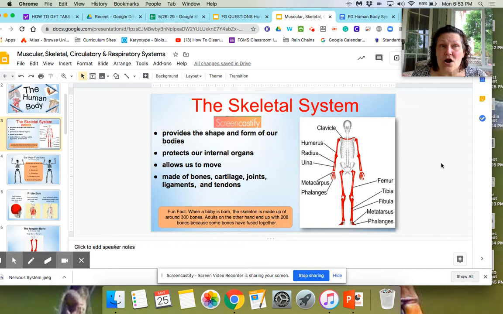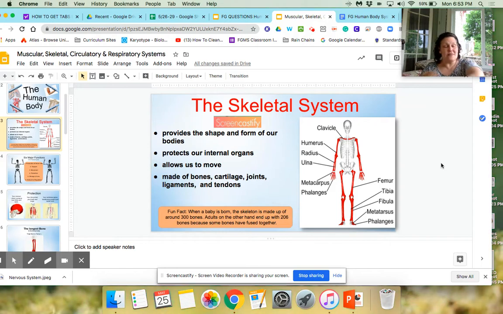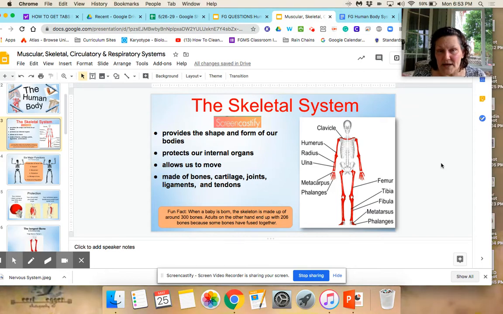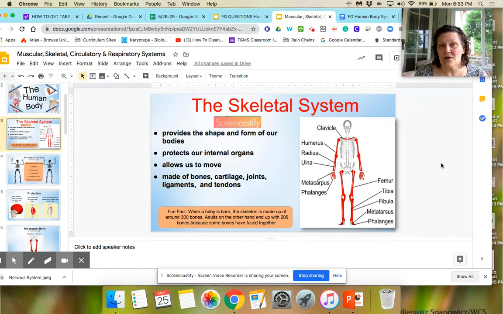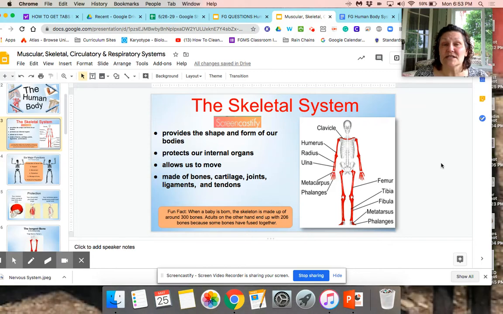Ligaments are really, really tough material that holds together bone to bone. So the bones are actually connected to each other in some places, right? And so those hold bone to bone. Bone to muscle are tendons. Okay. And so both ligaments and tendons are very, very strong fibers, but they do two different things. Ligaments hold bones together, and then tendons hold bones and muscles together.